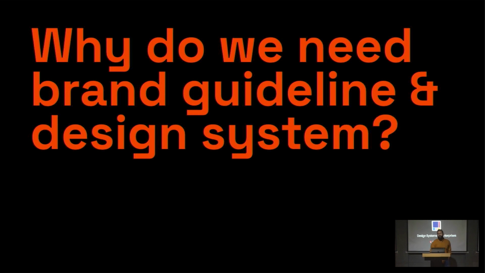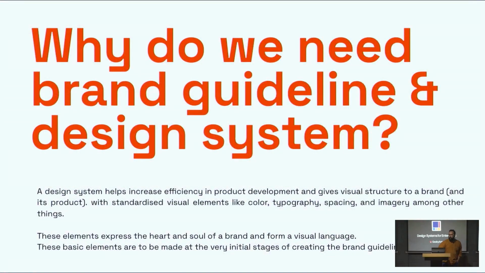So now, why do we really need brand guidelines and a design system, right? The crux of having a design system or a comprehensive brand guideline is to increase efficiency in product development, and to give a visual structure for the overall brand, so that at the end of it, when people think about and perceive your brand, they have that visual identity. A good example is they look at a particular color of a Coke and they think of Coca-Cola.